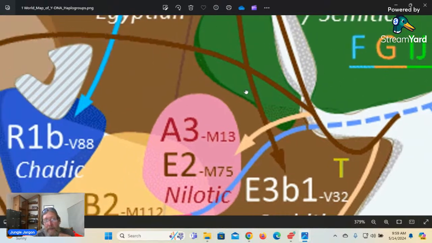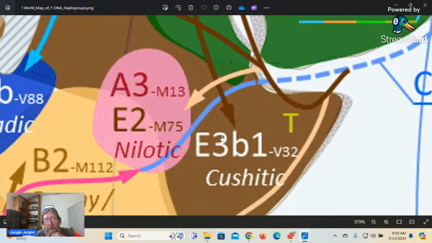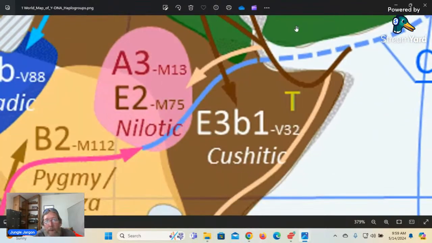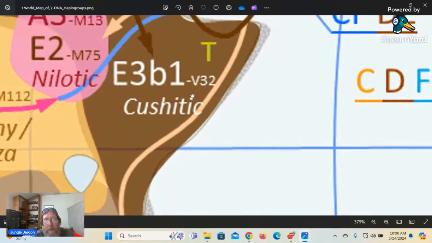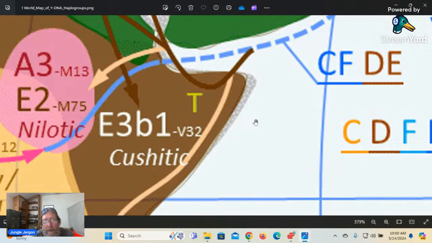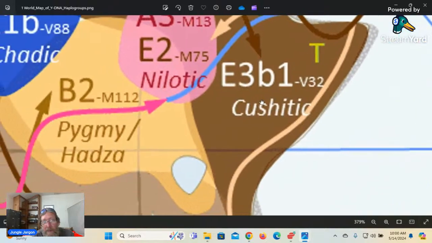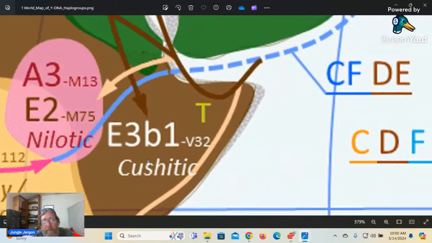D is compatible with E and not C. As you can see, because C has an S&P marker that the D does not have, and the F and the G do have. So the D is not under C. The D is under E.